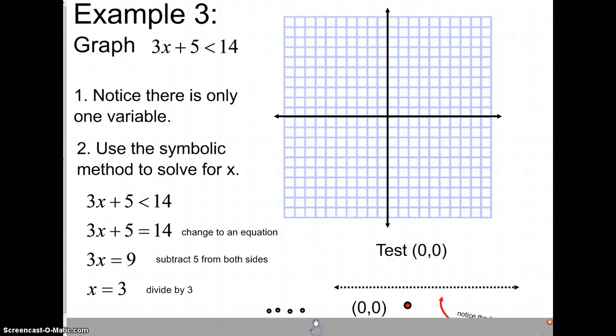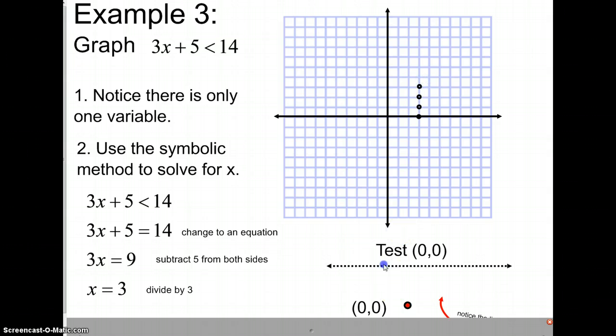Well, how do you graph that? What that means is x is always 3. So we go over 1, 2, 3 and put a point. Now your x, no matter what your y is, is always 3. So if y was 1, x would be 3. If y was 2, x would still be 3. What you're going to notice here is you have a vertical line.